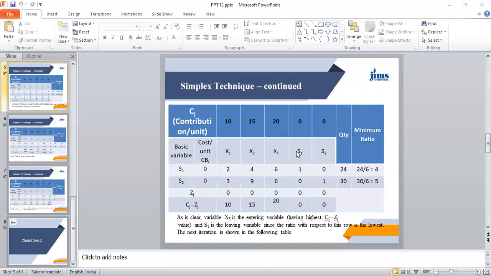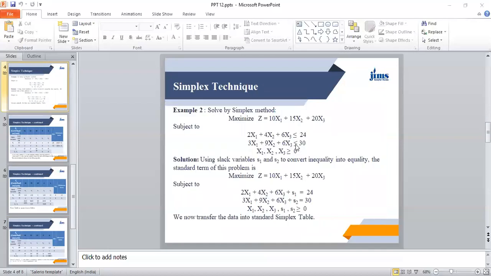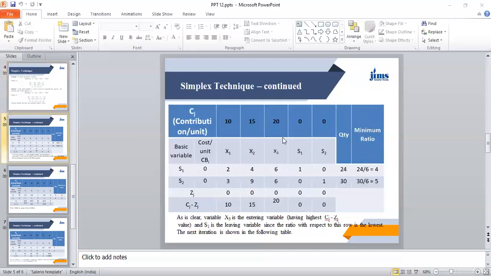So we write the contribution of x1, x2, x3 from the objective function. X1 has a contribution of 10, x2 has a contribution of 15, x3 has a contribution of 20, and s1, s2 have a contribution of 0. So 10, 15, 20, 0 and 0. Then we write the basic variables.